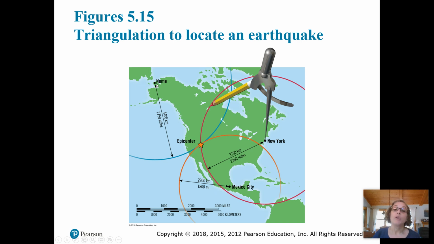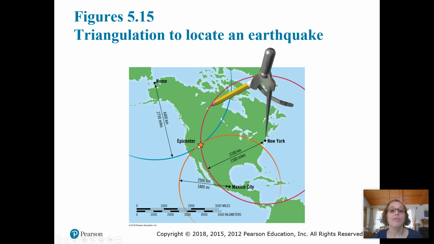So from there, we go to Nome. We do the analysis of the data at the Nome station, and we find that the earthquake occurred about 2,750 miles from Nome. So we'll draw a circle with a radius of that distance, and we end up with two possible points of intersection between our New York radius and our Nome radius. So the earthquake either happened up here or down here.